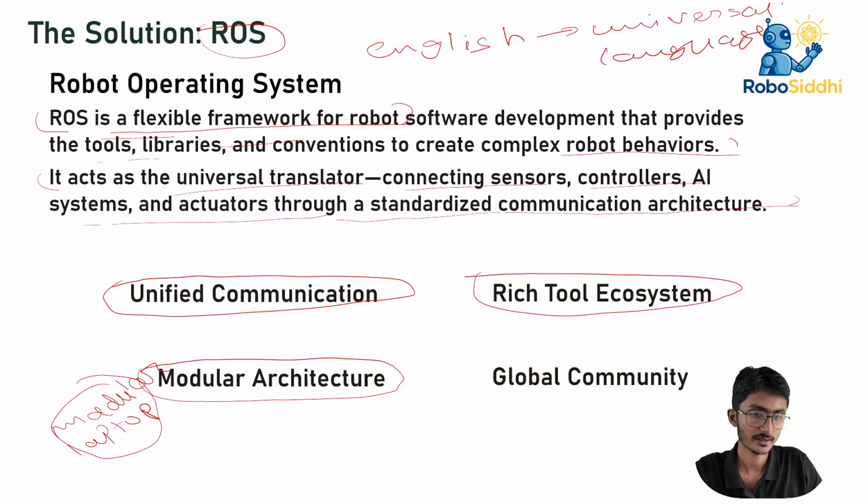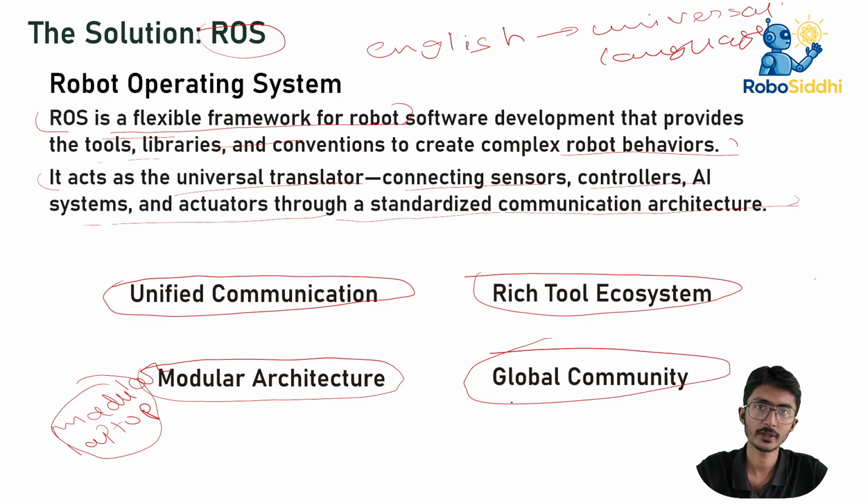Now, there is a global community of this ROS. What do you mean by global community? If you have worked on Arduino, you might know what community means: there are so many interested people in the ROS or robotics field who are already working on ROS, and they have so much experience regarding ROS, and you can just talk with them. You can search the community forum online, check it out, and find so many interesting things.